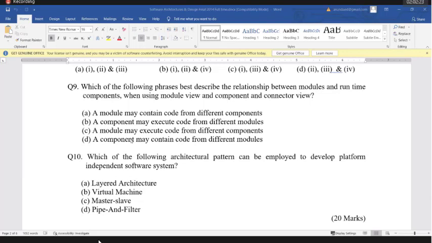Modules are what components run. I'm not talking about the physical resources. So module will map to components at runtime level, at execution level.